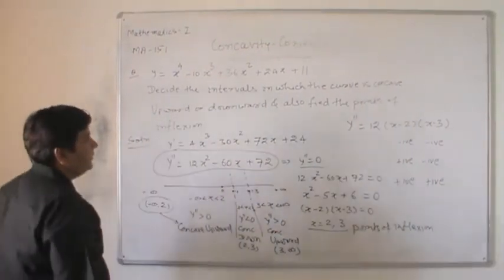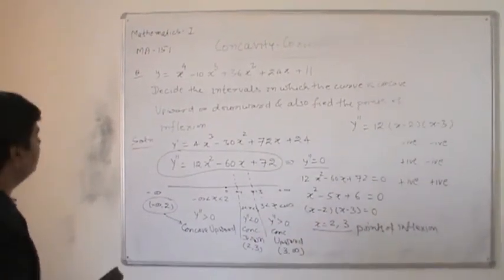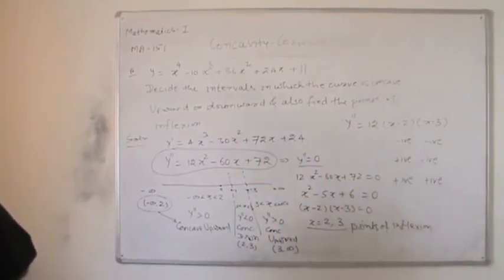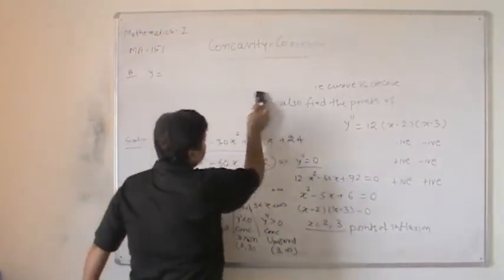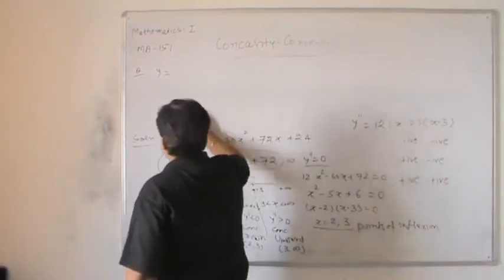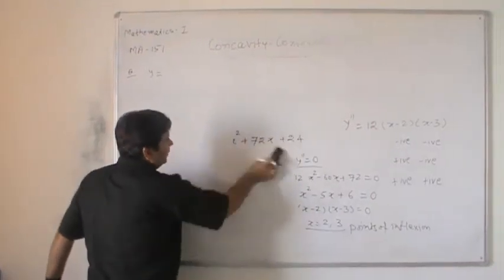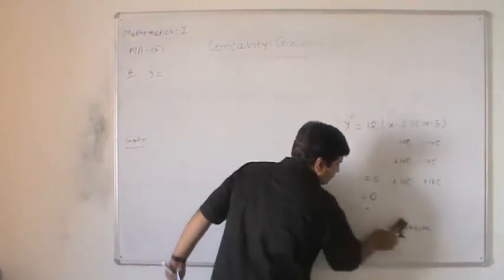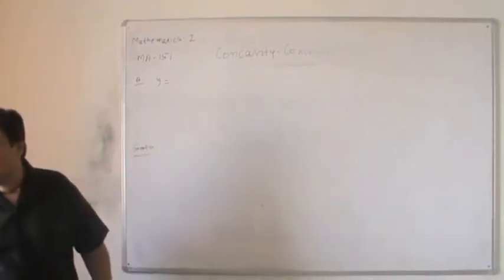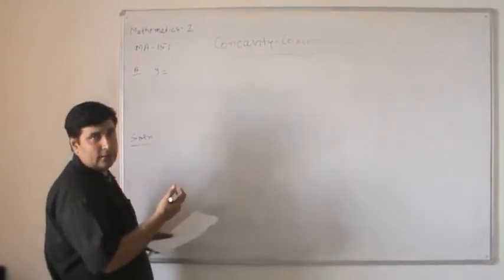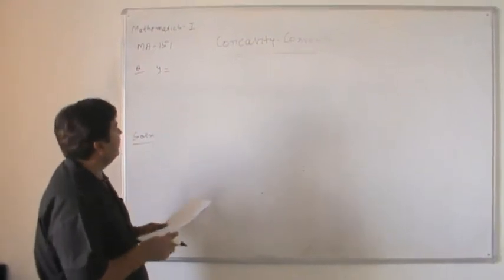Clear? Next, we consider a question in which we need to find only the points of inflection. So you look at that curve. In the next question, the interval of concavity and convexity is not asked, but only the points of inflection are asked. So in that case, we need to apply the algebraic idea of calculating the third derivative to decide the points of inflection.